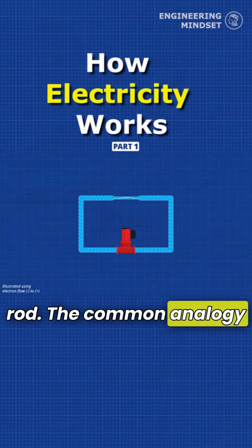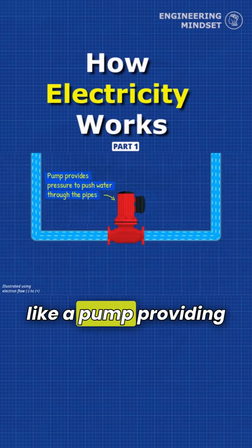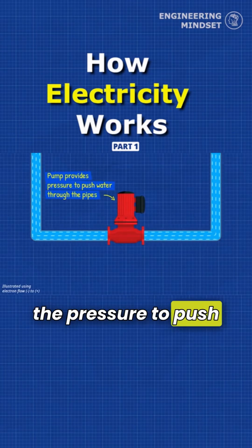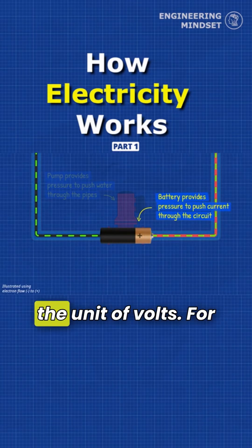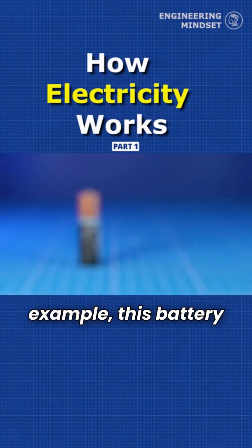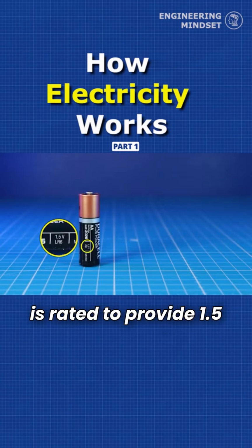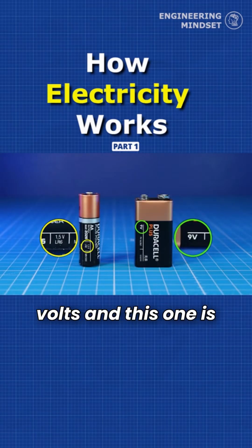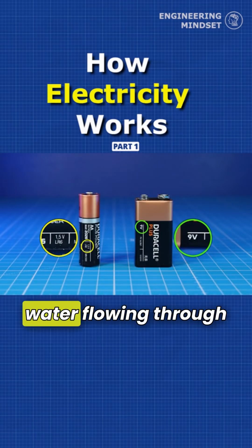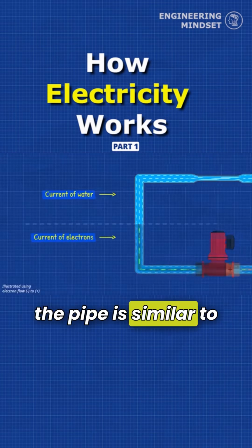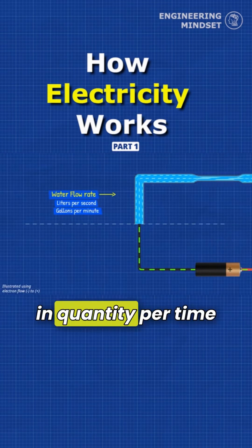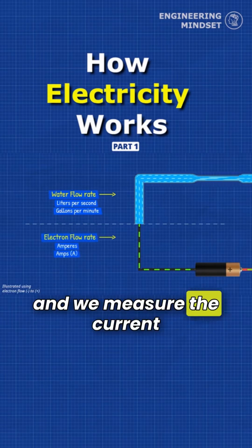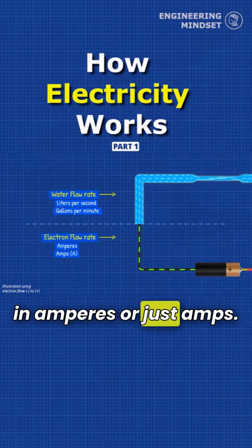The common analogy is that the battery is like a pump, providing the pressure to push the current through the circuit. We measure this electrical pressure in the unit of volts. For example, this battery is rated to provide 1.5 volts, and this one is rated for 9 volts. The water flowing through the pipe is similar to the electrons flowing through the wires. We measure the flow rate in quantity per time, and we measure the current in amperes, or just amps.